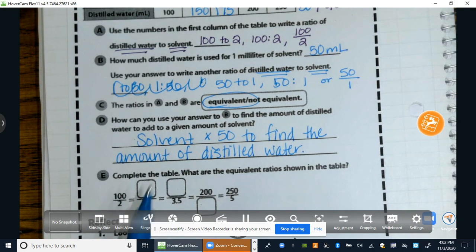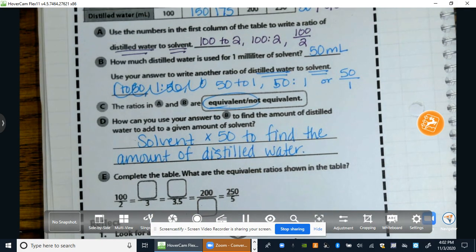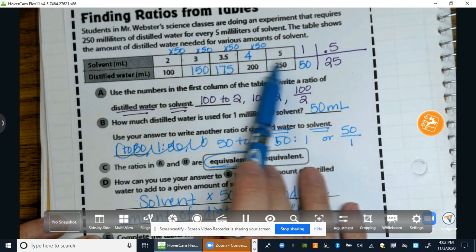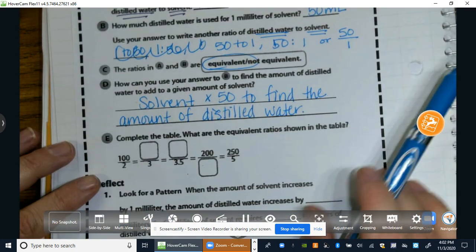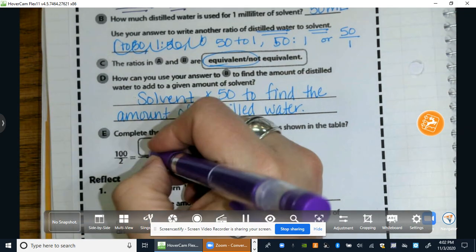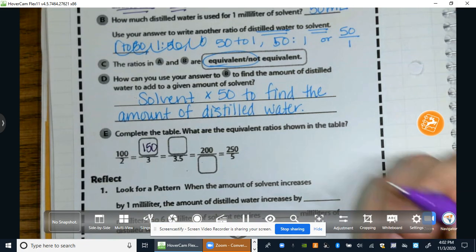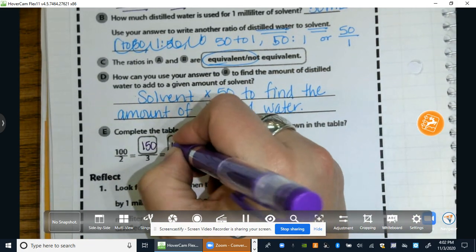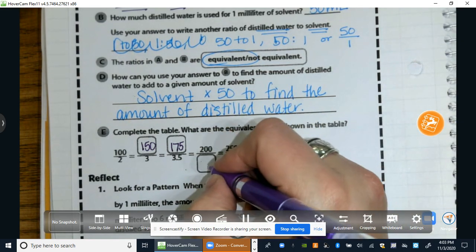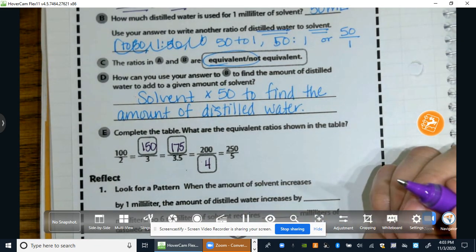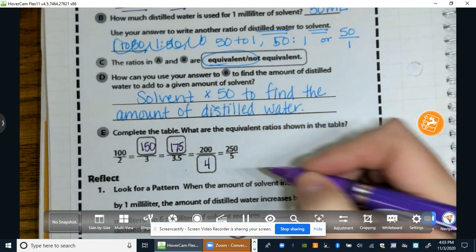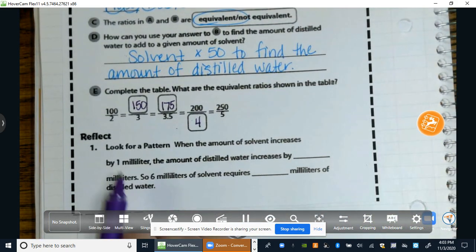And looking at E, if we're looking at the bottom part here at E, it kind of looks like the table right up here. So if we know 100 is 2, well, 3 was 150. 3.5, we found that to be 175. We found 200 was actually 4 milliliters of solvent, and then we had 250 plus 5 milliliters of solvent. So look for a pattern.